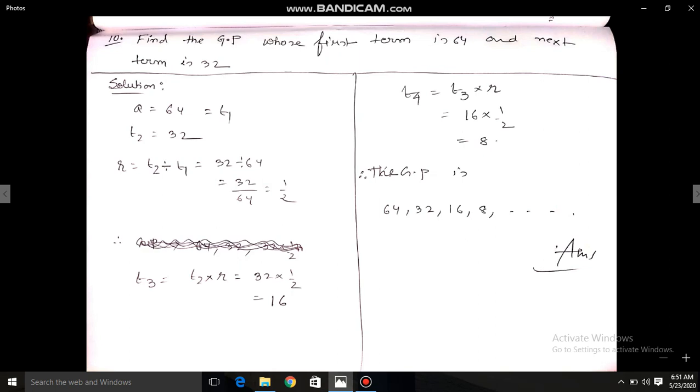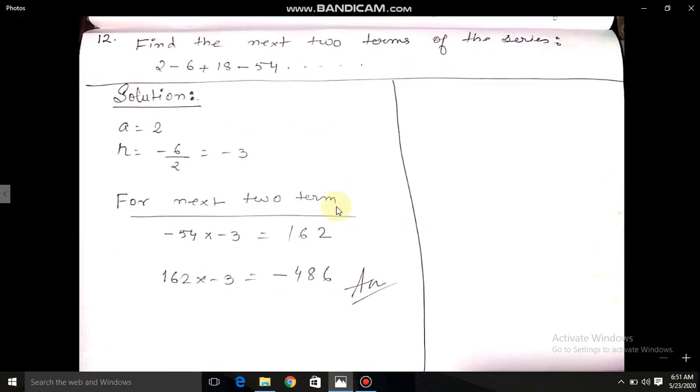Okay? Like this. Now, number 12 says find the next two terms of the series. This is 2, then minus 6, then plus 18, then minus 54, and so on. So here A is equals to 2, you see. Isn't it? And R is equals to what? Minus 6 divided by 2, because T2 divided by T1. So it's minus 3. Now the question says next two terms. In order to find the next term after minus 54, what will you do? You will multiply minus 3 to minus 54, isn't it? The next term is obtained by multiplying the common ratio. So minus 54 into minus 3 is 162.